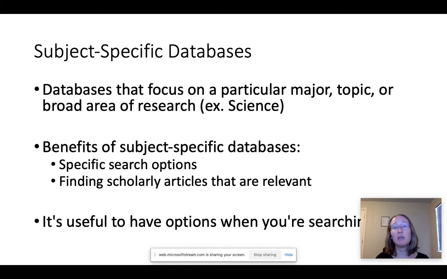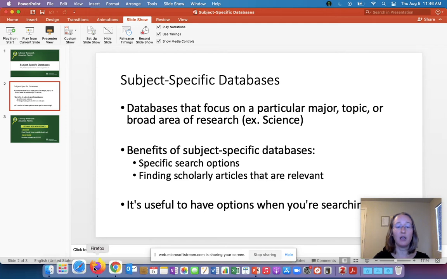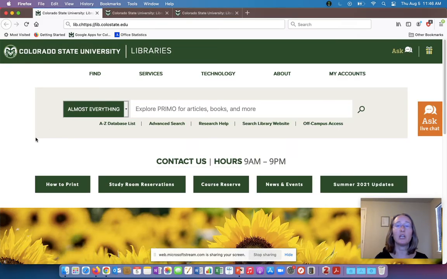In general, the databases I'm going to be showing you today focus a little bit more on peer-reviewed articles. That's not always the case with subject-specific databases. Sometimes they'll have like book chapters or primary sources, but oftentimes they have a little bit of a focus on peer-reviewed type articles. So with that said, I'm going to go ahead and open a browser so we can start looking at some of these databases.